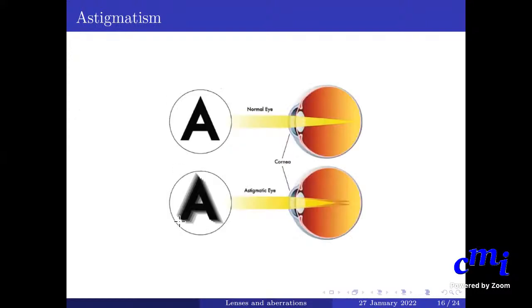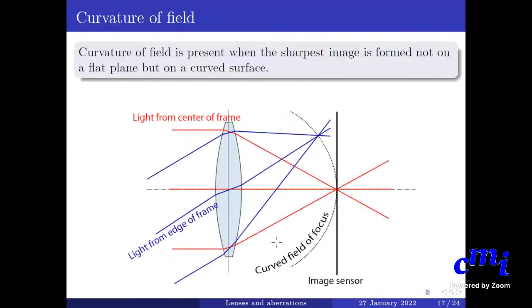Then there is curvature of field. Curvature of field happens when your paraxial rays, that means rays which are parallel to the optical axis, are focusing at one point, and like coma, the oblique rays are focusing at another point. Now the different oblique rays, all these focusing points, form a sort of curve. So instead of having your field of focus be this sensor, your field of focus is now actually some kind of curve. That is called curvature of field.